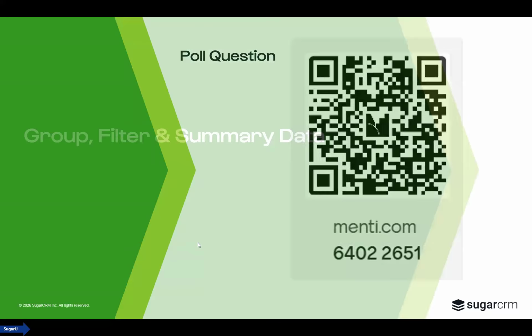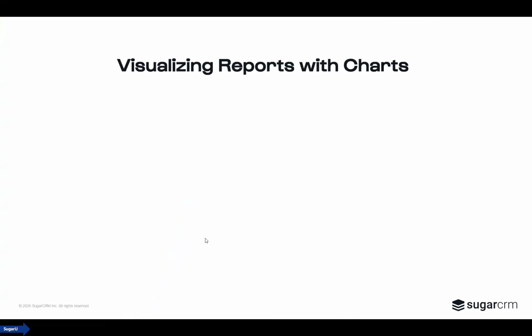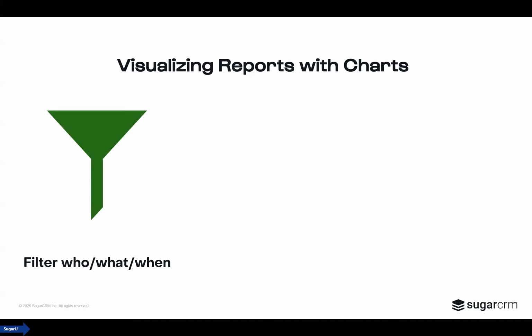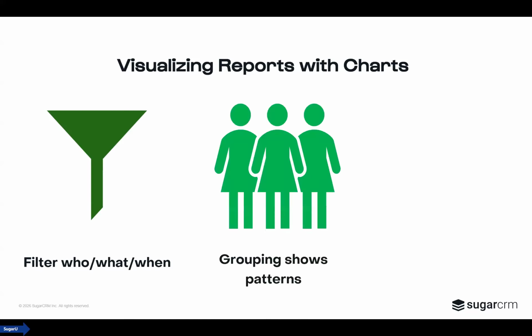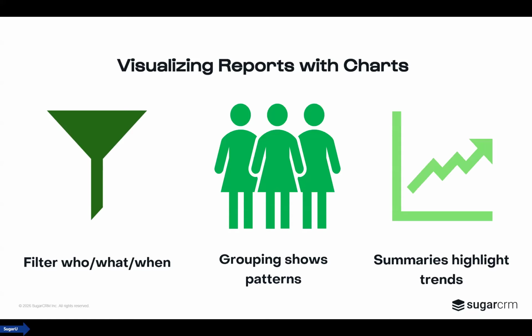Okay. So let's talk about grouping, filtering, and summarizing data. So visualizing reports with charts. Filtering is the who, what, when. That's how you filter down to the specific records that you want. Then within those records, you're going to group them into categories, right? I'm going to group all these sales stages together and these sales stages together and these sales stages together, okay? So that I then can see a summary that's going to highlight some type of trend that I'm interested in.